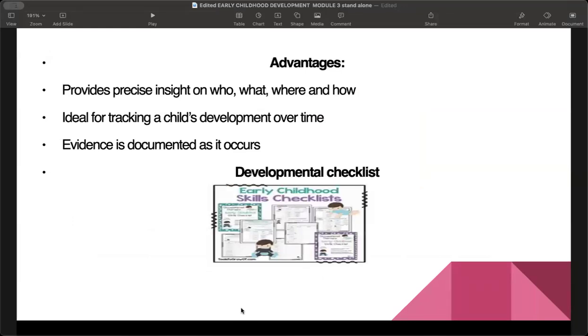Okay, so we're still speaking about anecdotal recording or documentation, and we're saying some of the advantages are that they provide insight onto who, what, where, and how. It's ideal for tracking a child's development over time, and the evidence is documented as and when it occurs. Eyewitness news, basically.